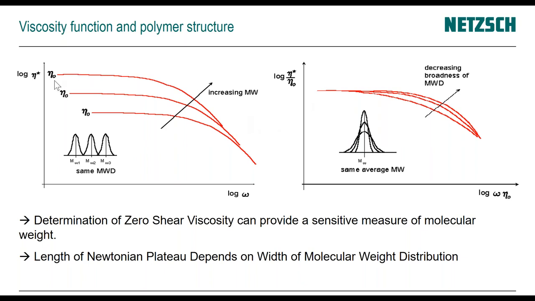On the left, you see viscosity as a function of frequency or shear rate for 3 different molecular weight materials. And you can see that with increasing molecular weight, the curves are shifted to higher values. So we get a higher zero shear viscosity. So that's a sensitive measure of molecular weight.